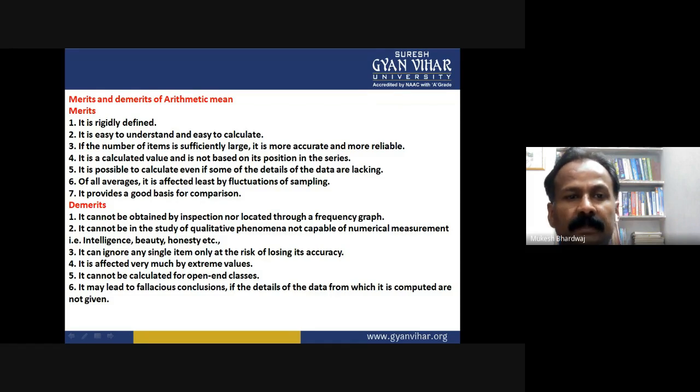Now merits and demerits of arithmetic mean. Merits: it is rigidly defined.